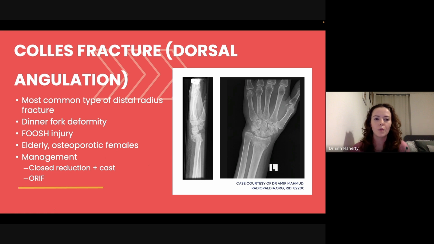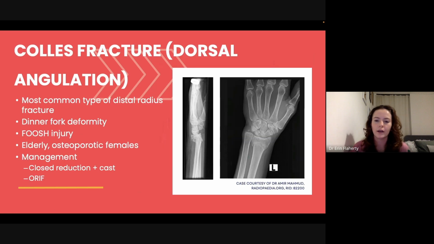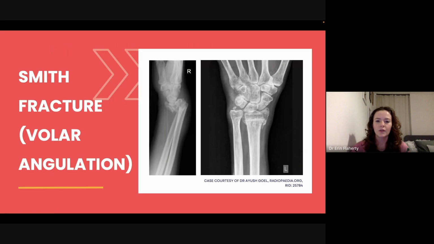So that's one of the most common ones. That's a Colles fracture. And what I like to think is the opposite of a Colles fracture is a Smith's fracture. So where in a Colles fracture we had dorsal angulation, so dorsal meaning the back. If you think of a dorsal fin on a dolphin or a shark, it goes backwards. Smith's fracture, you have volar angulation, which means it goes forwards.